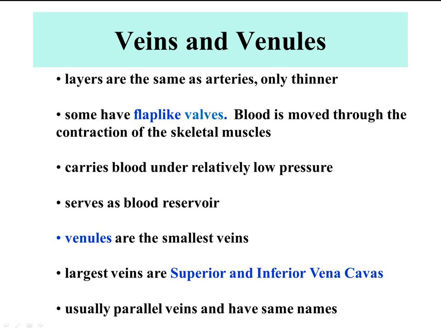Now let's look at veins and venules. They have the same layers as arteries and arterioles, only thinner. They have flap-like valves that keep the blood from flowing backwards. The blood is moved through the veins and venules by contraction of skeletal muscles, including the diaphragm, and under very little influence from the smooth muscle found in the wall of the vein or venule. It carries blood under relatively low pressure.